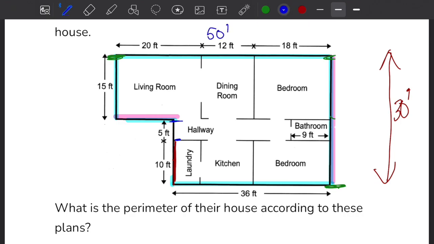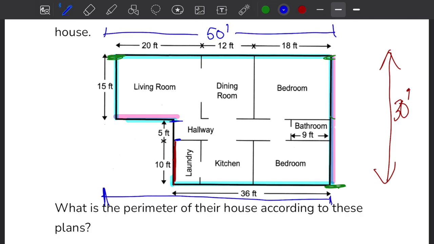Okay, so the total from here to here is 50 feet. That means the total from here to here should also be 50 feet. Now I know that from this point to this point, the distance is 36. So the only thing missing is the distance from here to here. Okay? Now, if I look upwards, that's the same distance from here to here. So if I figure this out, I'll know what this equals. They are the same thing.